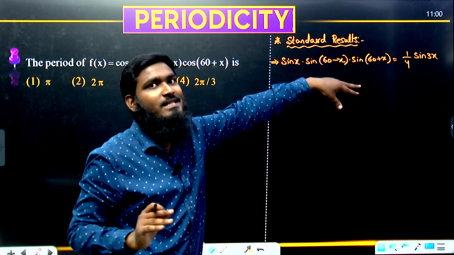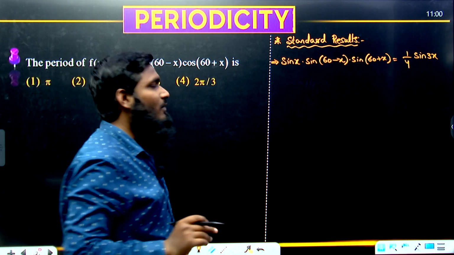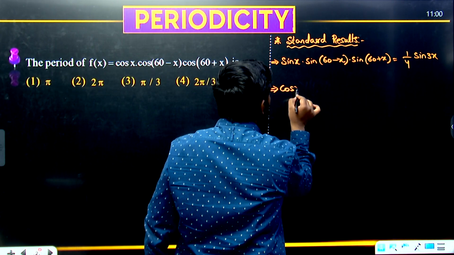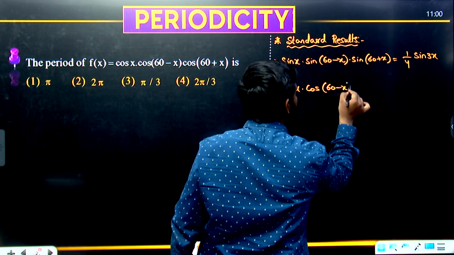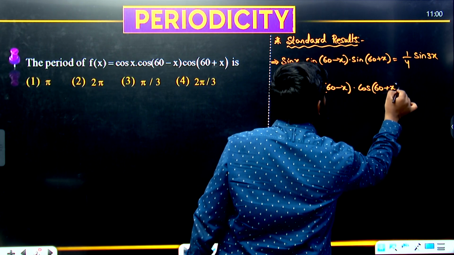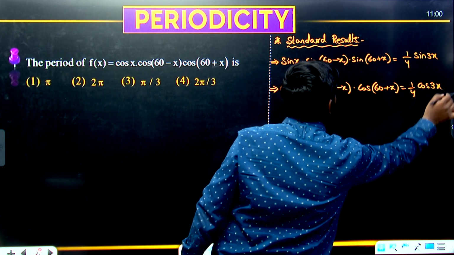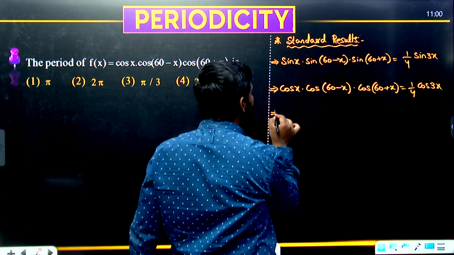Now for the answer we get, we have to find the period. Now similarly, cos x · cos(60° − x) · cos(60° + x) is equal to 1/4 cos 3x. This part we have taken. Similarly, some more results are important, and we will write them here.